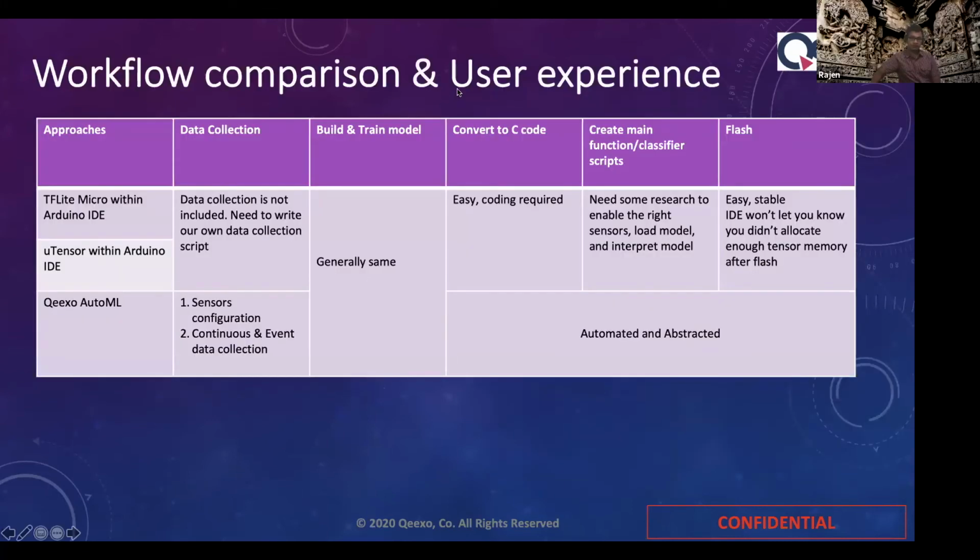And this is a brief comparison of the workflow and the user experience. And we can see here that Qeexo AutoML has the sensor configuration and these two different kinds of continuous and event data collection. And from building and training the model to flashing, everything is automated and abstracted. While otherwise you need coding, you need some research in order to figure out exactly what the steps are for actually building and then flashing the models.